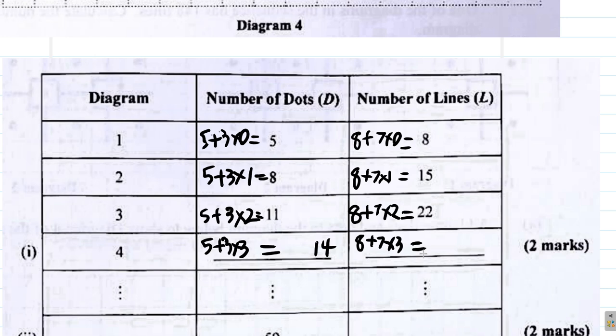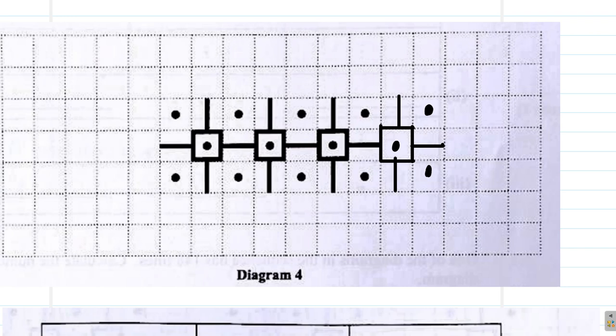21 plus 8 would be 29. Is it really 29? Let's check it out. You have 4 for the square, 5, 6, 7, 8.